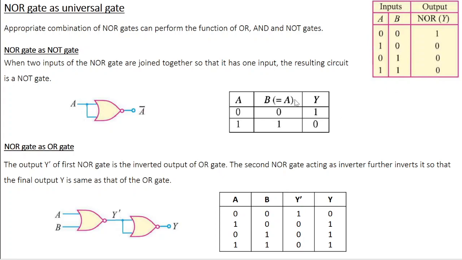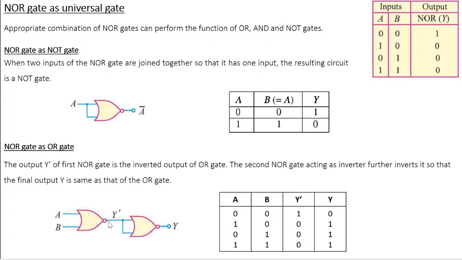Second, NOR gate as OR gate. This is similar to the construction of an AND gate using NAND gates. So here you have two NOR gates, and the first one is the normal NOR gate, and the second one is nothing but your NOT gate. So basically, the output Y prime of the first NOR gate is the inverted output of an OR gate, right? And the second NOR gate acting as an inverter further inverts it. So you have two inversions that give you the signal itself, so that the final output Y is the same as that of the OR gate, right?